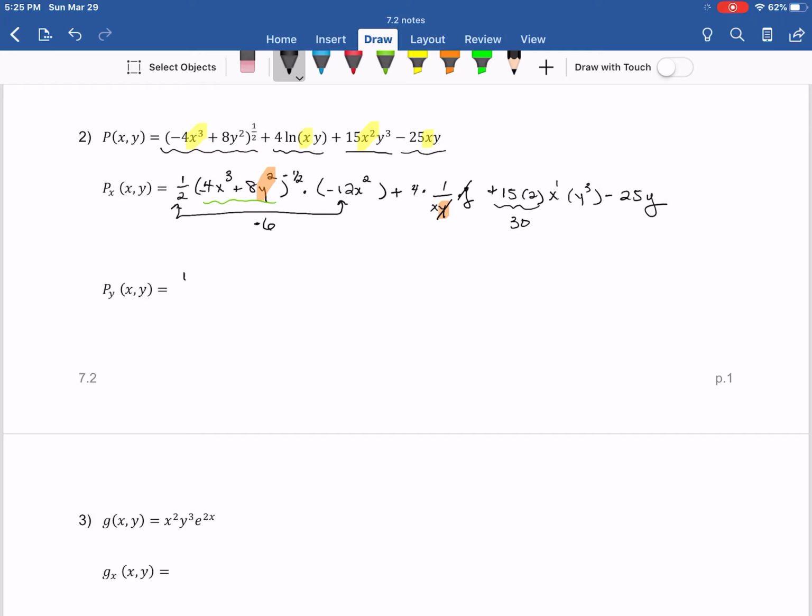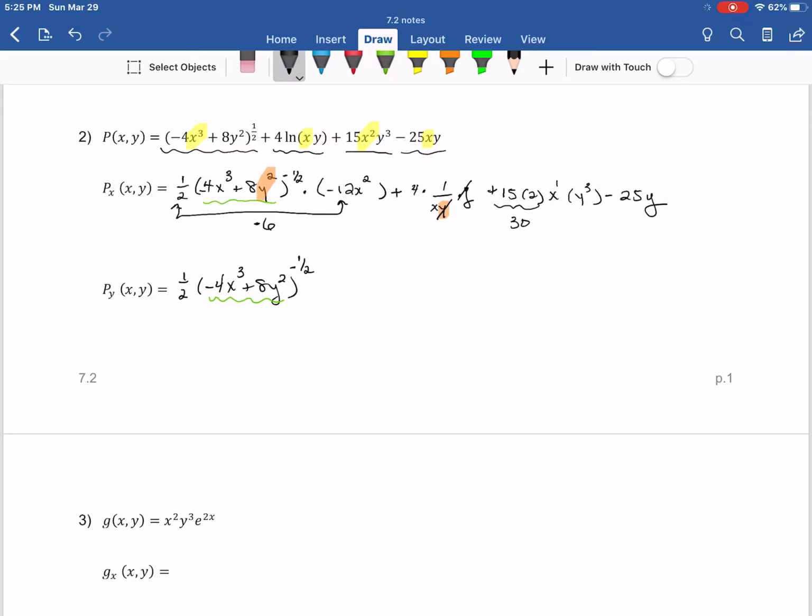We bring the 1/2 down in front. We get negative 4x cubed plus 8y squared, because you don't change anything, to the negative 1/2 exponent. Next is the chain rule. The chain rule says that you want to take the derivative of what is inside the parentheses, which is here. So I'm taking the derivative of the part that I just underlined in green.